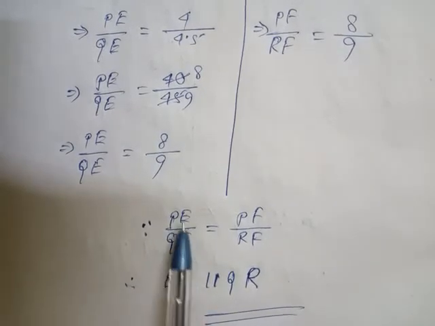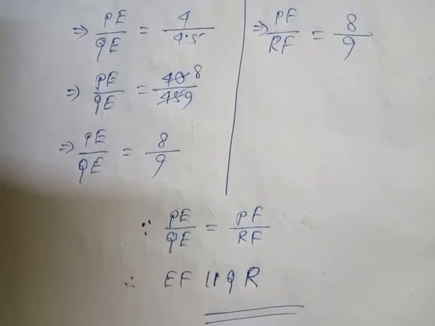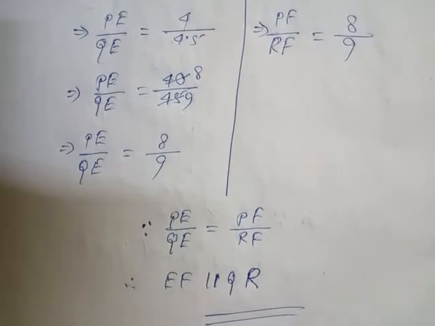Which means one thing is clear, whatever is the value given here, we need to make the ratio equal. If it is equal, then it is parallel. If it is not equal, which means not parallel.